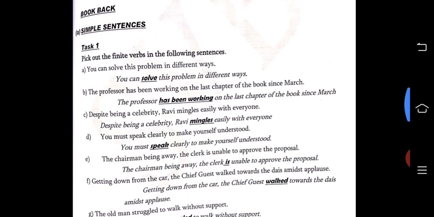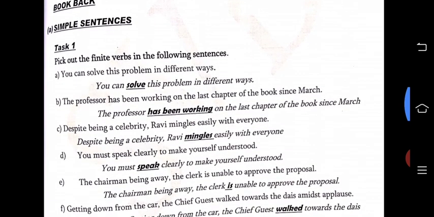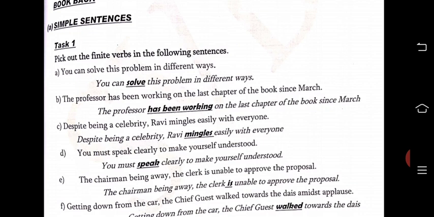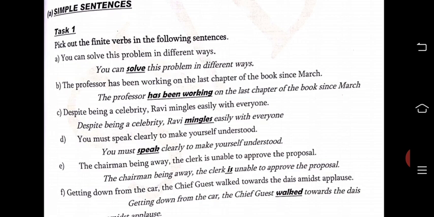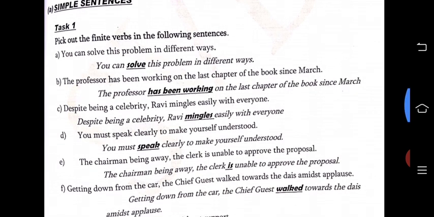Here, see, the exercise is entirely different. Here they ask us to pick out the finite verb in simple sentences. This type they won't ask in the public examination, but they want to check whether we are identifying the finite verb or not. Okay, let's get into that. You can solve this problem in different ways. So which one is the finite verb here?